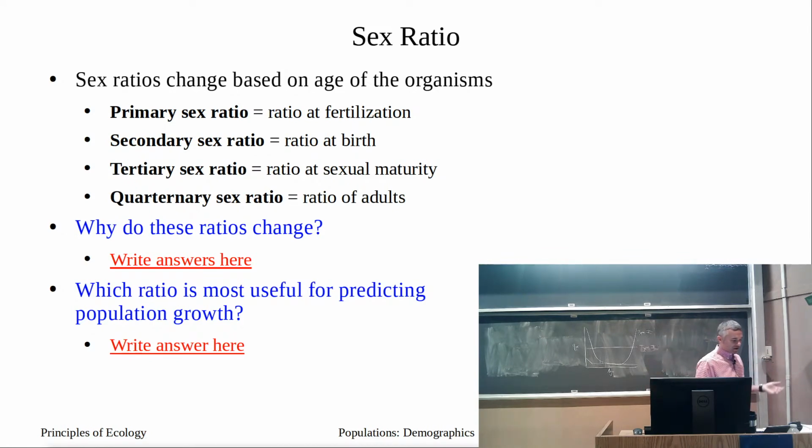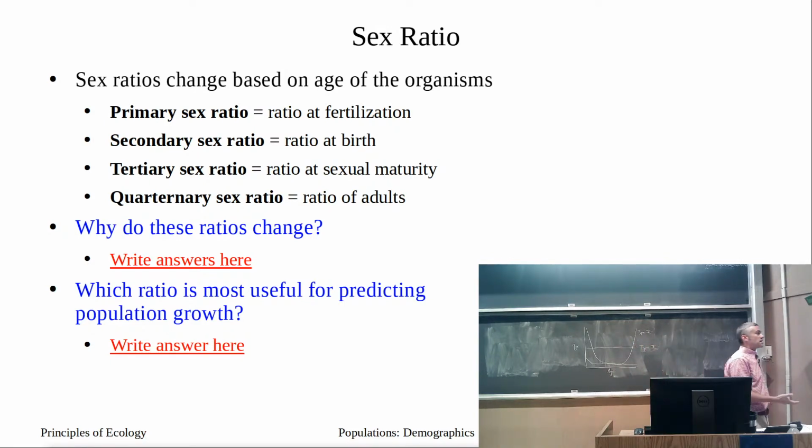So we had already asked, why does it change from primary to secondary sex ratios? And we said it was mortality rates. Those changes in mortality rates, especially if there's a difference in mortality rates between the sexes, is what's going to be driving these changes. So going from primary to secondary to tertiary to quaternary, we're going to see those changes. And it's one reason why our tertiary and quaternary sex ratios tend to be skewed more towards females, especially in species where we have competition for mates.